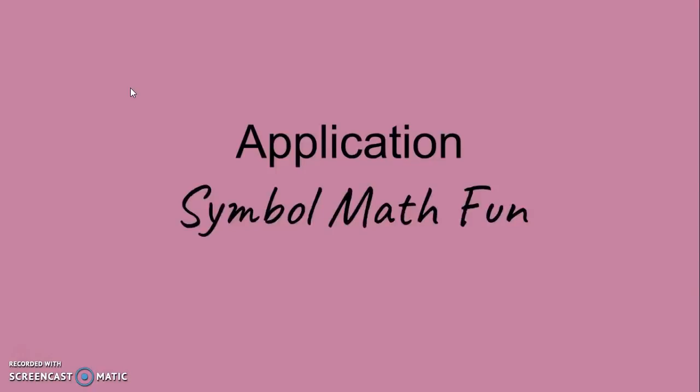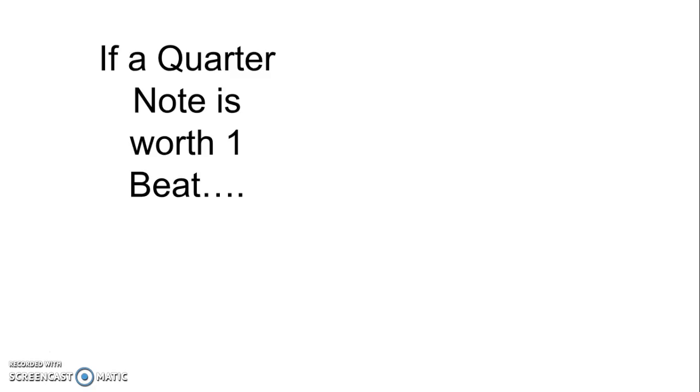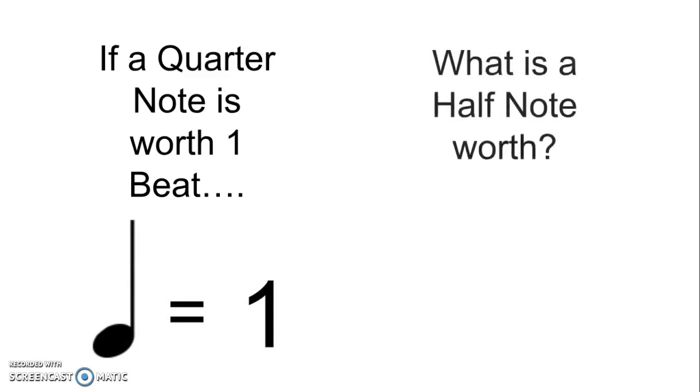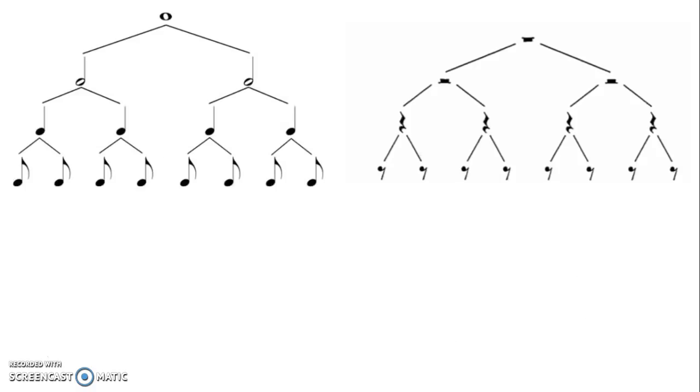Using all the things that we just learned, we're going to do some story problems or word problems so you really understand how things go together. If a quarter note is worth 1 beat, what would a half note be worth then? Okay, so if you don't remember, you have to go back to your tree, find your quarter notes and your half notes. We know that our quarter notes are worth 1, and there are 2 quarter notes in that half. So we're going to add those together. Half notes are worth 2.